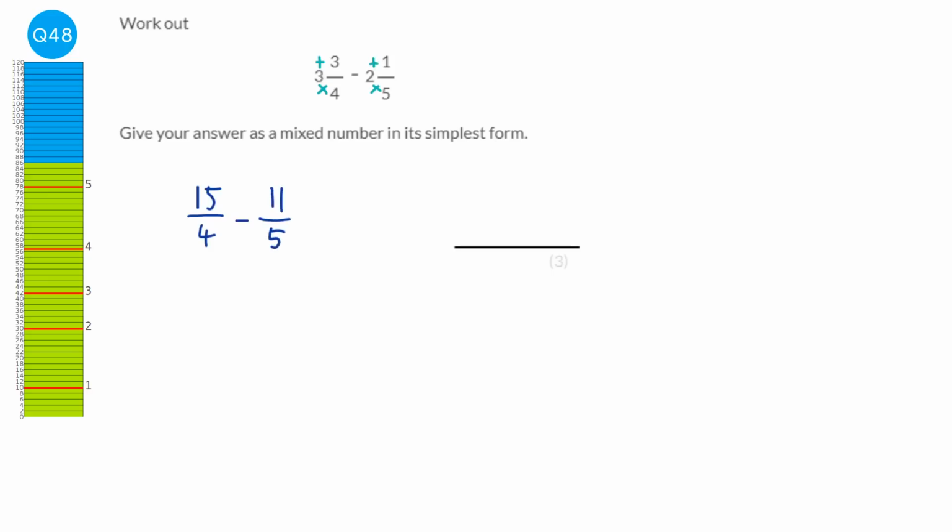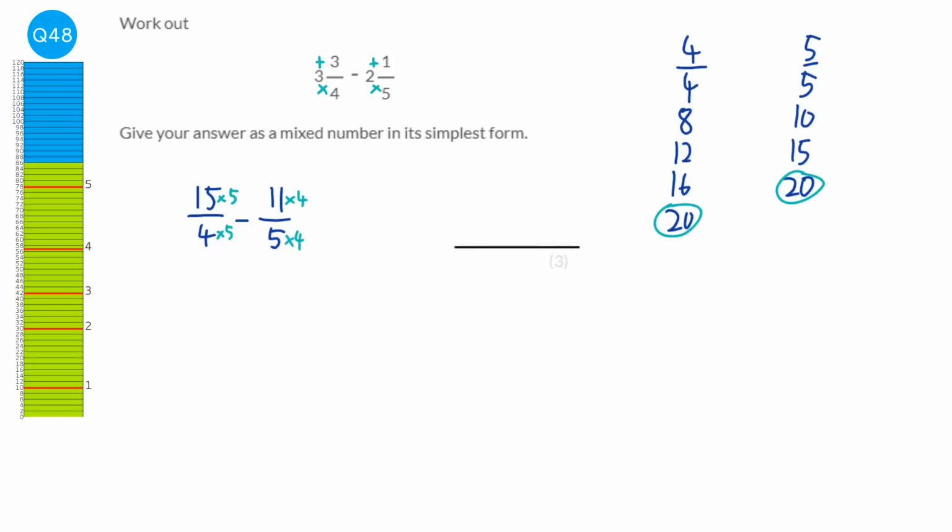Now we need to get the denominators the same. So the first number in the 4 and the 5 times table. So we just write out the times tables, and we can see that 20 is the first number in both of them. So we're going to times top and bottom of the first fraction by 5 and top and bottom of the second fraction by 4. So we must have the denominators the same to be able to add or subtract them, in this case subtract them.